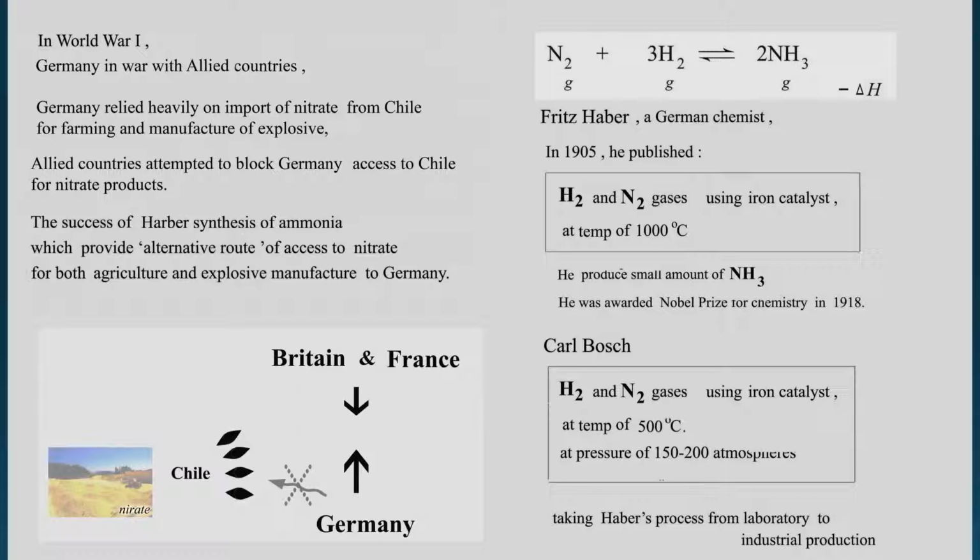Then Carl Bosch, another German scientist, used the same equation, nitrogen and hydrogen gas under an iron catalyst. But this time, he only needed 500 degrees, and with pressure. So you will think, how can 500 degrees make so much difference?